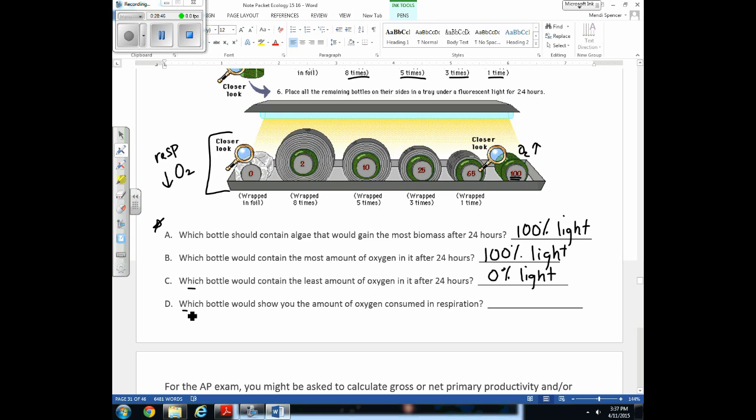And then it says, which bottle would show you the amount of oxygen consumed in respiration? Well, we can actually look at the change in oxygen. Let's say that this bottle started off with 4 parts per million of oxygen. And at the end of the experiment, when we measured the amount of oxygen, it was down to 2 parts per million. We can actually calculate how much oxygen is consumed in respiration, and we can use that bottle again that's not receiving any light.